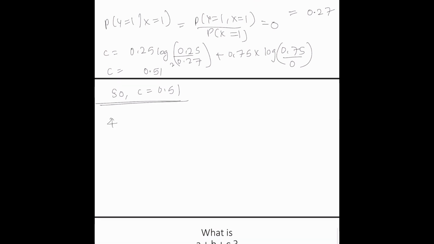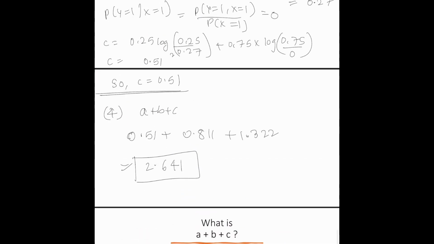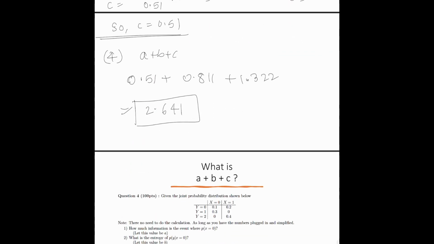Now last is question number 4, which is to calculate A plus B plus C. Substituting the values, C is 0.51 plus B is 0.811 plus A is 1.322. This comes out to be 2.641. So this is your fourth answer. I hope this was clear. All four parts of the question have been solved.